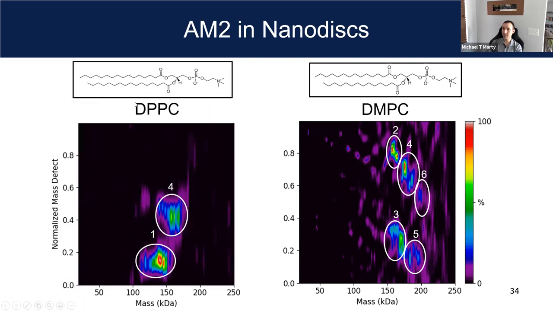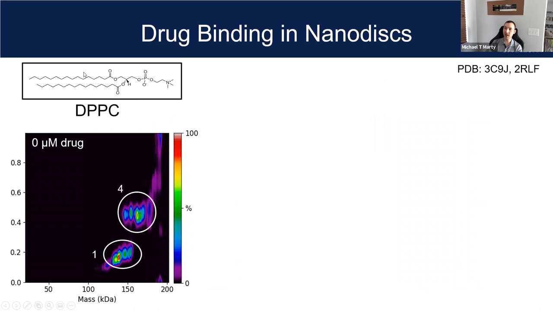But when we switch to DPPC, so just adding two extra carbons in the tail, now we start to get a very clean blend of 4 and 1, right? So we can see it's either monomer or it's a tetramer, but we're not getting the same kind of spread that we are getting here. So it really does show that, you know, using the right lipids, we can drive it to form a tetramer. Now, what we could then do is start adding in drug. And these are the experiments I'm most excited about.